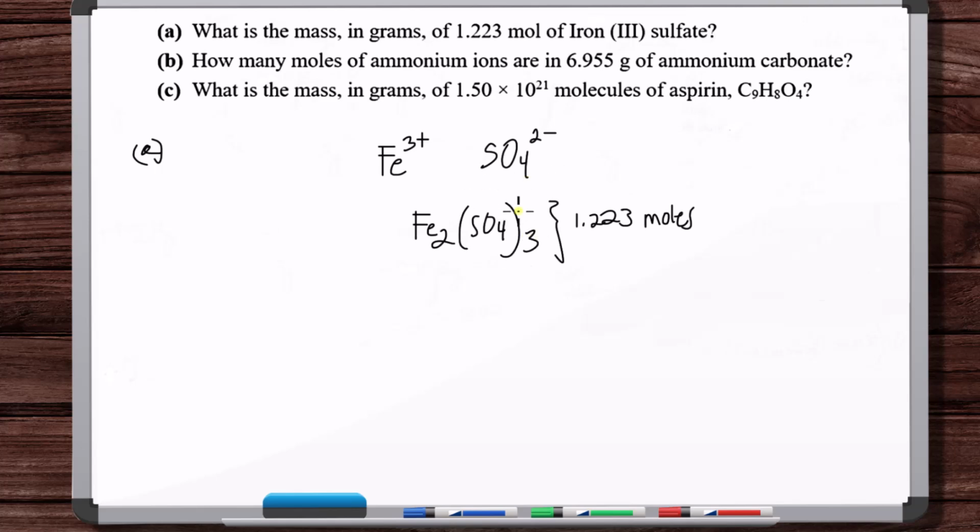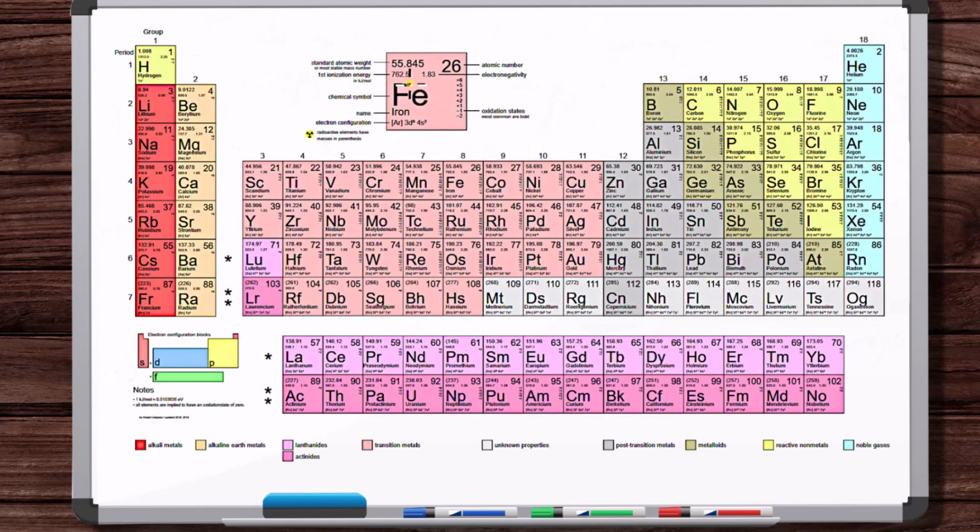So, okay, what's the mass of one of these iron 3 sulfate units in AMU? Well, we just want to add up the atomic weights of the 2 iron atoms and the 3 sulfate groups. But we call this a formula weight. This is the formula weight of iron 3 sulfate. It's not a molecular weight. It's not an atomic weight. It's a formula weight. It's based on this being a lattice structure here. Okay, so the atomic weight of iron is 55.845.